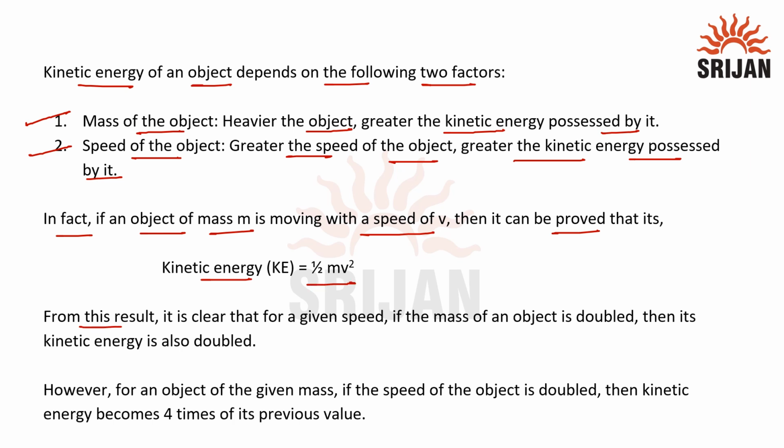From this result, it is clear that for a given speed, if the mass of an object is doubled, then its kinetic energy is also doubled. However, for an object of given mass, if the speed of the object is doubled, then kinetic energy becomes 4 times of the previous value. Because here we can see in the formula that we have the square of speed, that is v square. Hence, if the speed is doubled, then the kinetic energy becomes 4 times.